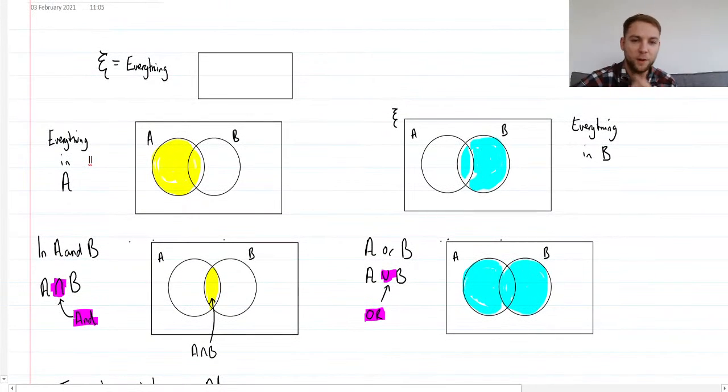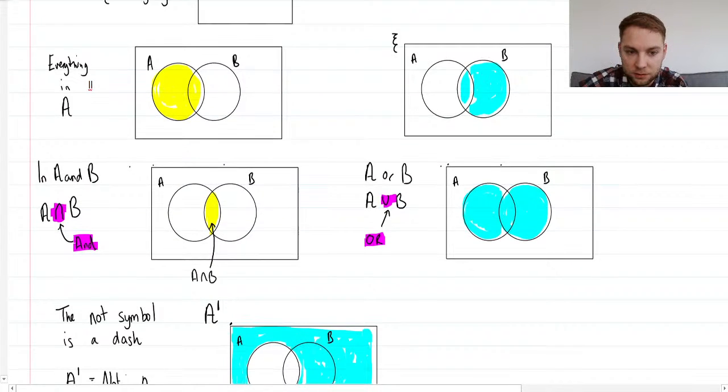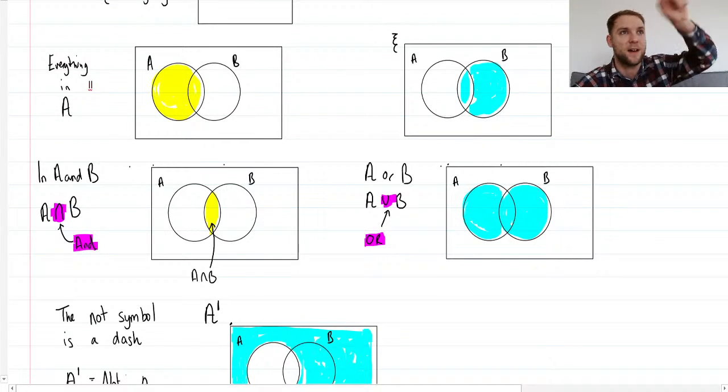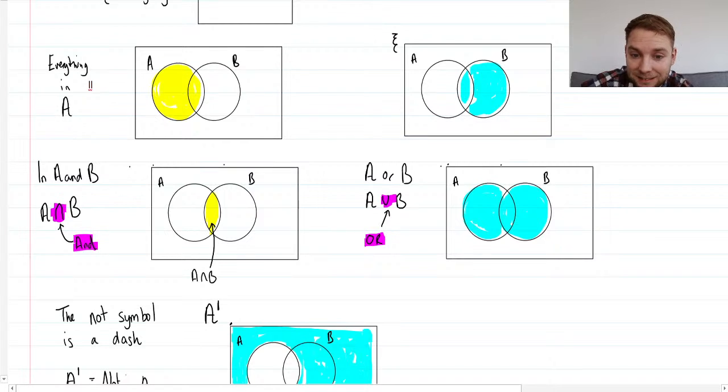We know that we've got this weird little backwards 3, which is the set of everything, which means everything in this rectangle. If we want everything in A, then it's everything in the left-hand circle. Everything in B is everything in the right-hand circle. Everything in A and B, now we've got this new little kind of N shape. I like to think about it as like a capital A without the line. It means and, so it needs to be in A and B.